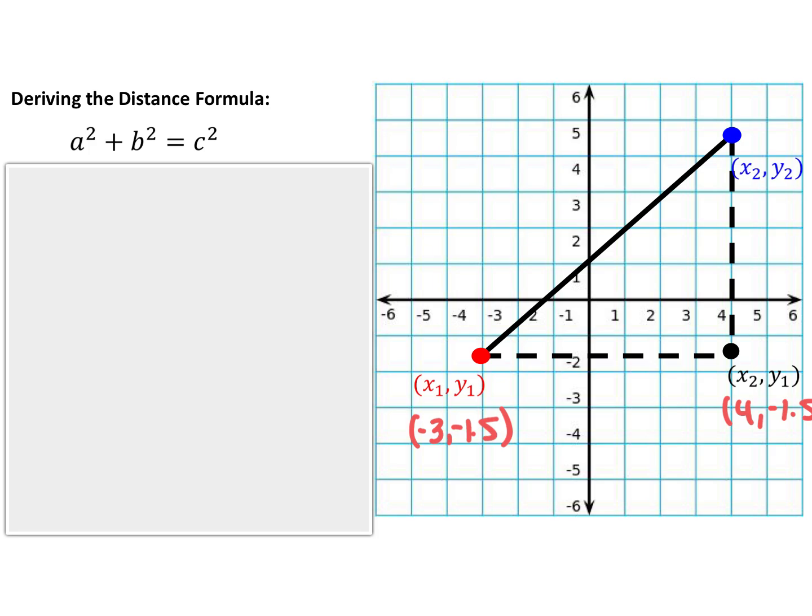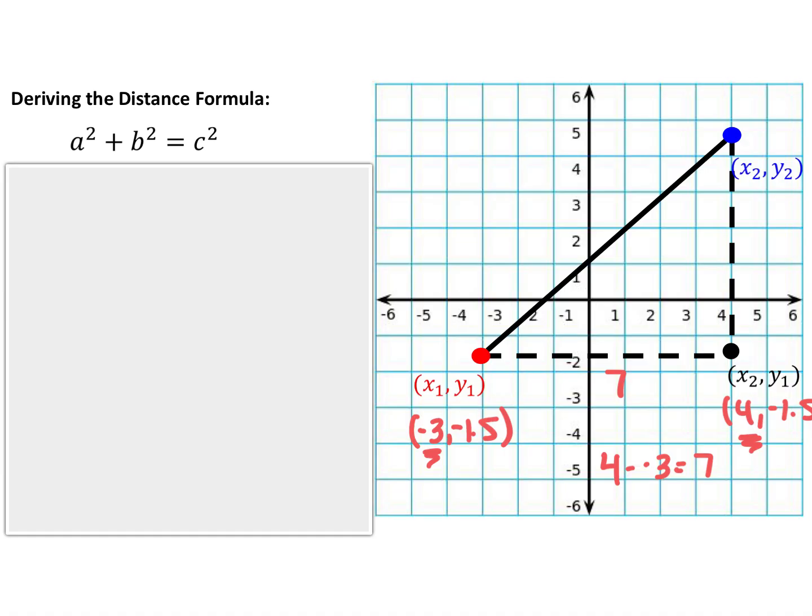We all know that realistically to get from this red point to the black point is 7 boxes. And what I could do to get there is I could say I could subtract the x value. So I could say 4 minus -3 gives us 7. So my side length is 7.